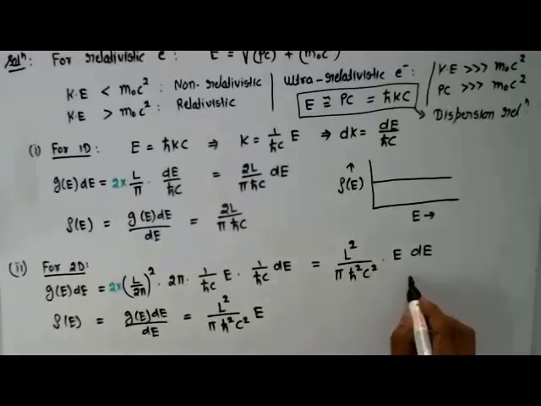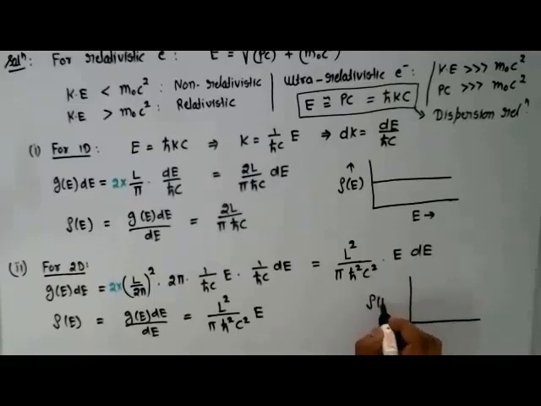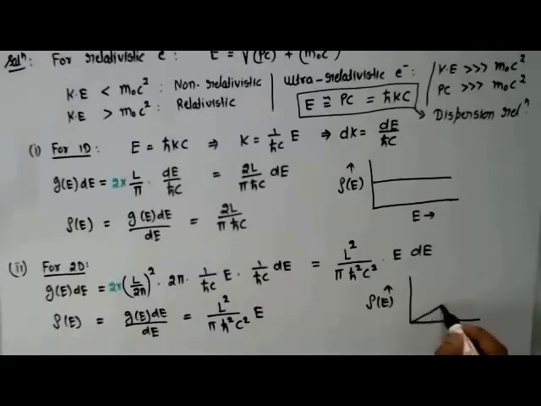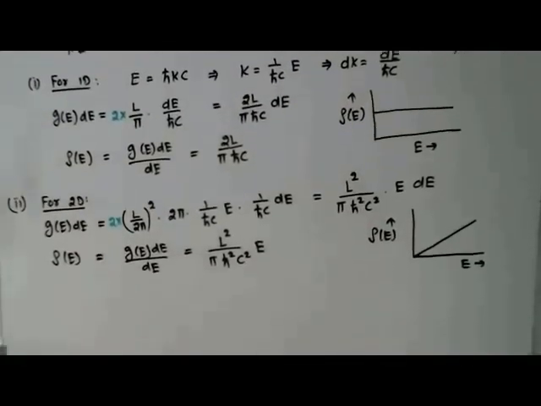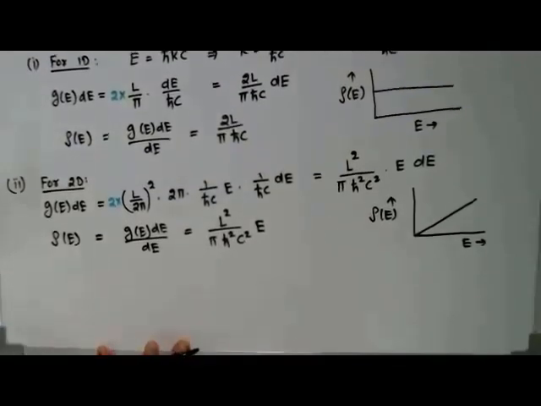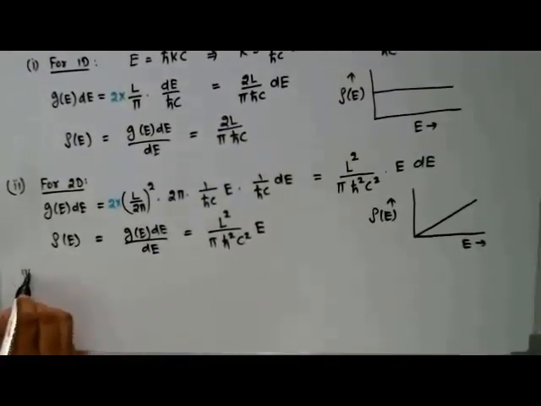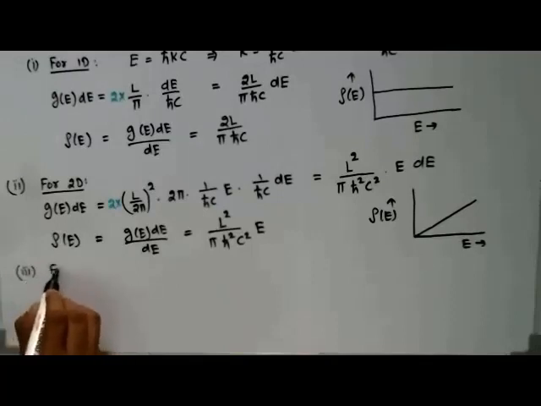And when you plot rho E versus E, this is going to vary linearly because that is proportional to E here. Similarly, you can also solve in the case of 3 dimension.